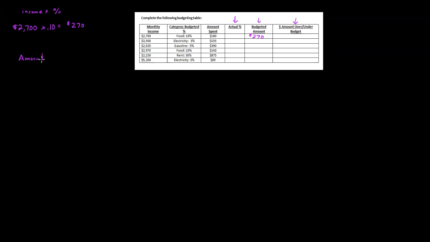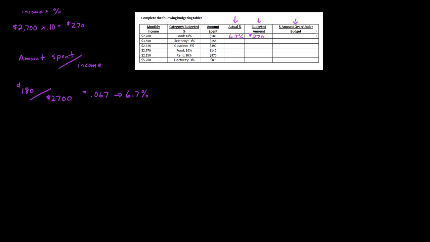Now, our percentage amount, the actual percentage that we spent, is the amount that we spent, and we divide that by our total income or our net pay. So in this case, if we take the $180 and we divide it by the amount of our income, which is $2,700, that gives us 0.067, which becomes 6.7% of our income. So we'd put in here 6.7% is the actual percentage of our income that we spent on food this month.